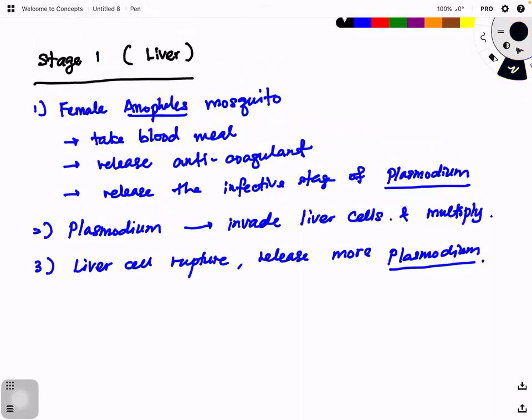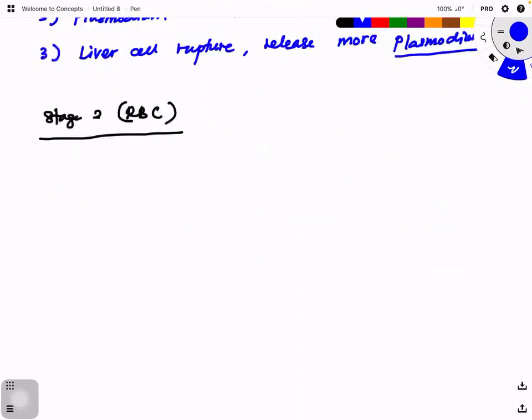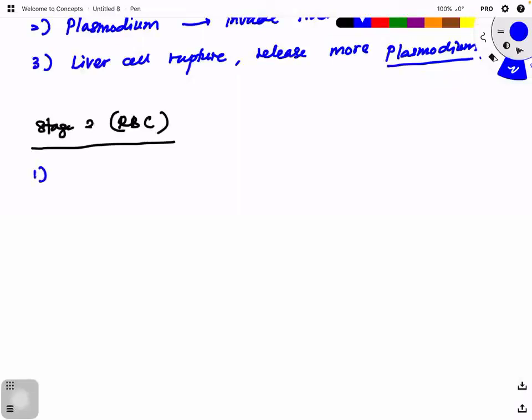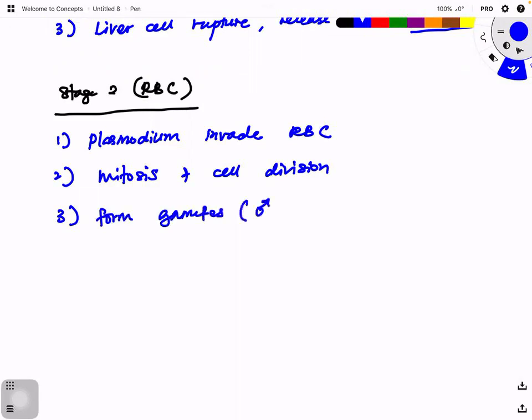Stage 2 involves the red blood cell. What actually happens? The liver releases more Plasmodium. This Plasmodium invades red blood cells. When they invade, they carry out mitosis, or multiply by cell division. Some of them form gametes, either male or female gametes.